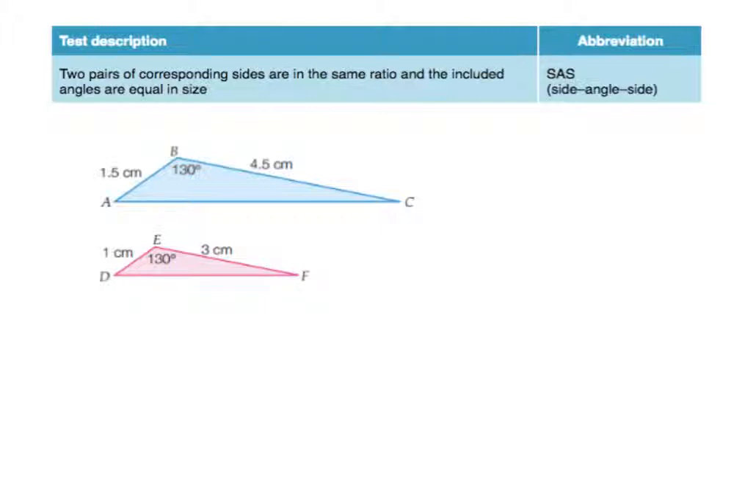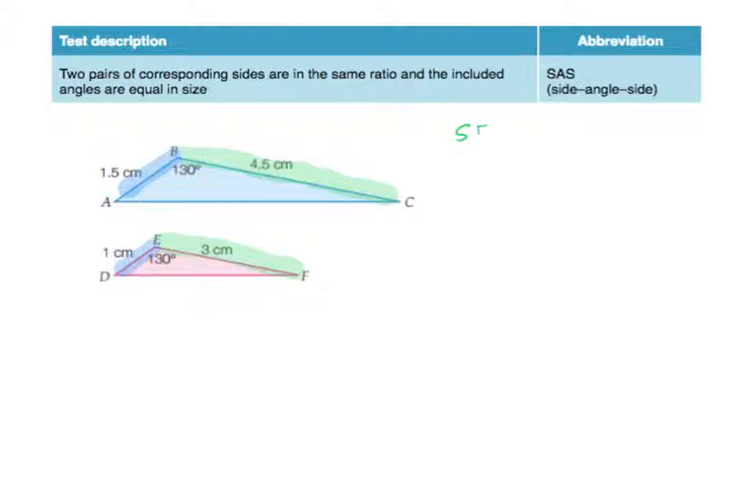So to be able to use this rule, we need to be able to identify two corresponding sides. So I can identify 4.5 because that is my largest side on the first triangle, and 3 because that's the largest side on my second triangle, and those two sides are corresponding. Then I can also identify side BA and side ED as my second set of corresponding sides.